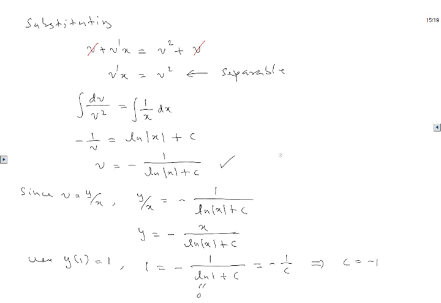So we plug that in. If we plug in negative 1, we're going to get y equal negative x over ln x minus 1. There are too many negative signs here. So what we can do is multiply by the negative top and bottom, and then we can write this as x over 1 minus ln x.